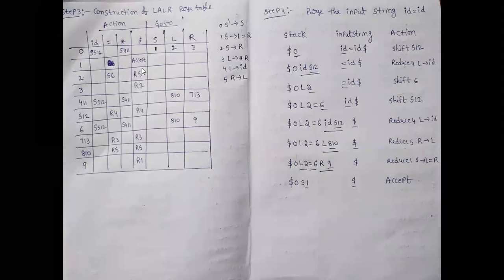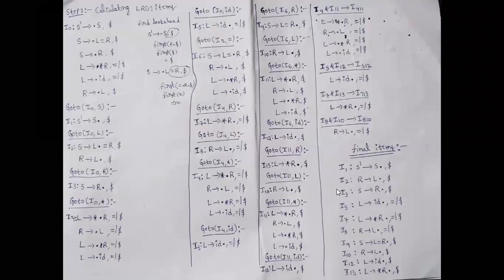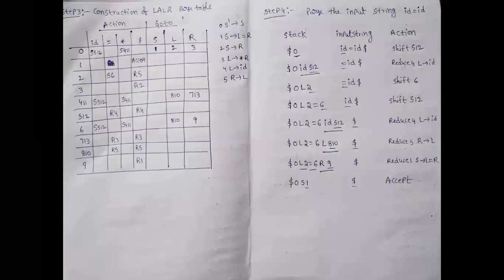Is there any doubt with this one? LALR parsing table: the reduce operations are based on these final items. Based on these final items, we have to fill this with reduce operations on the LALR parsing table. So we are considering production numbers and we are naming the reduce operations only, not a state name.